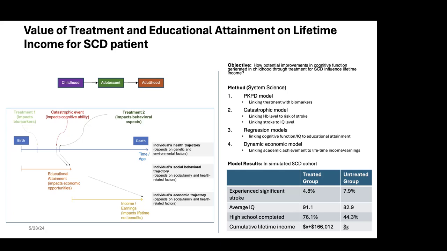So we used catastrophic models to study their stroke events, and then linking their social behaviors with their cognitive abilities through statistical models. And then eventually we used economic models, dynamical economic models, to capture their economic aspects, their earnings, their salary over a period of time. So there's a very long sequence of models that was used to study something like sickle cell disease.